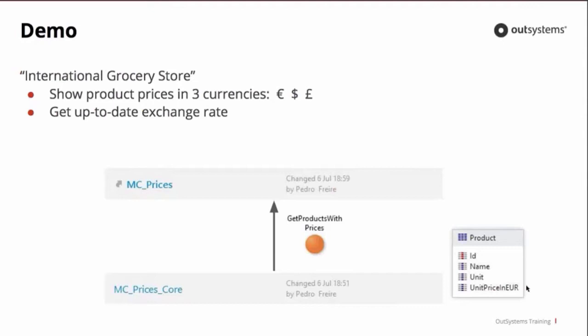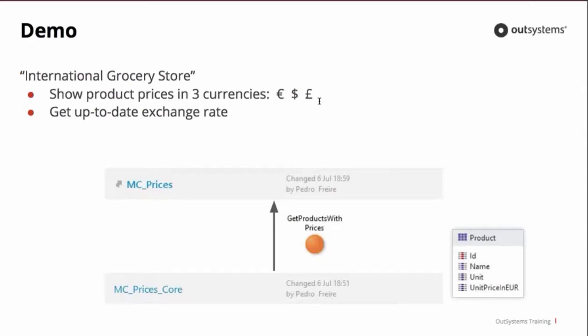So we're going to start with the interesting parts, which are the demos. I have here for you an international grocery store that wants to show product prices in 3 different currencies: euro, dollar, and pound. As you'll see in the demo, currently the screen that we're trying to generate simply shows the prices as the same value among all these currencies because we don't have the exchange rates between them.